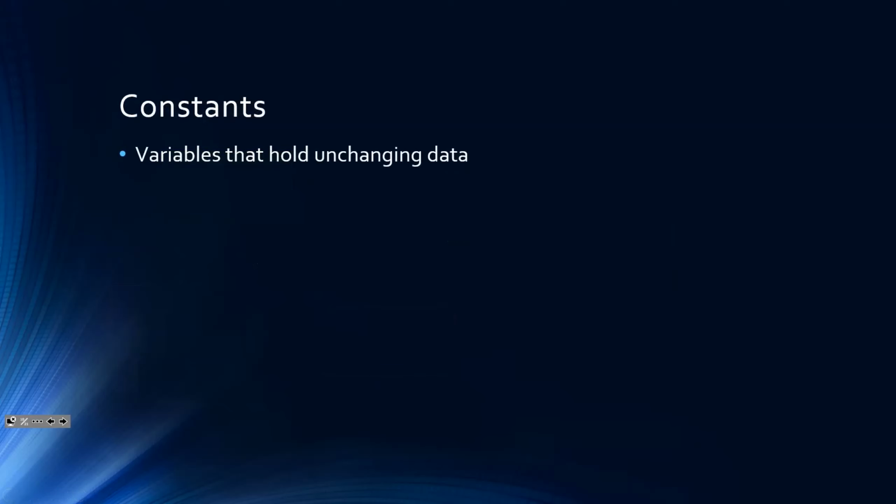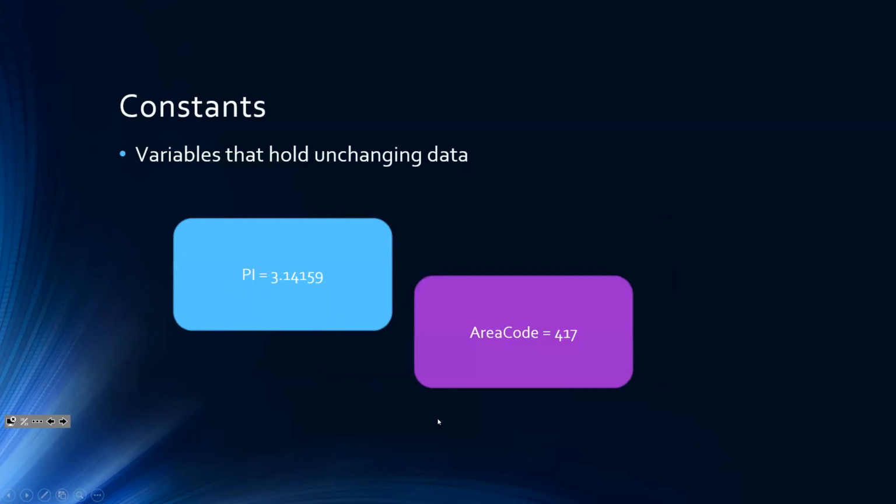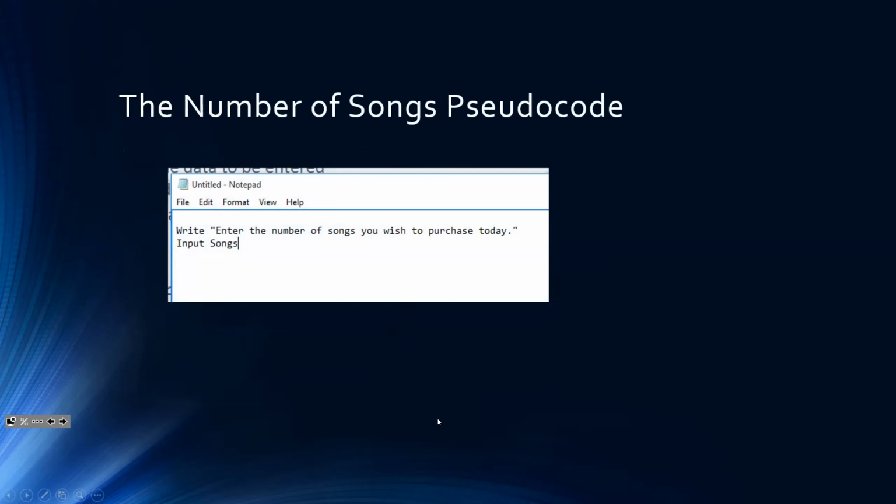Now there's a special type of variable called a constant. And that's a variable that holds data that doesn't change. One thing that we could use a constant for might be to hold the value of pi, right? Because we might need to use that value in our program, but it's not gonna ever change. It's a constant value. If we were writing an application where we figured that everybody was going to be in our area that used it, we could set up a constant for the area code and say that it's 417, right? So we can do that.